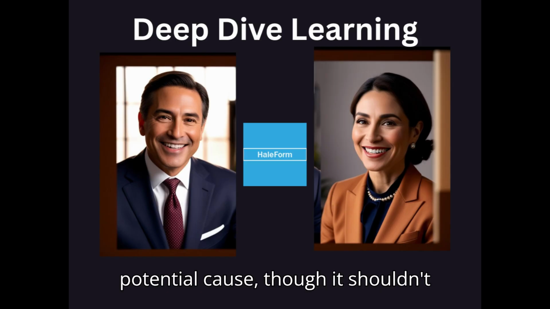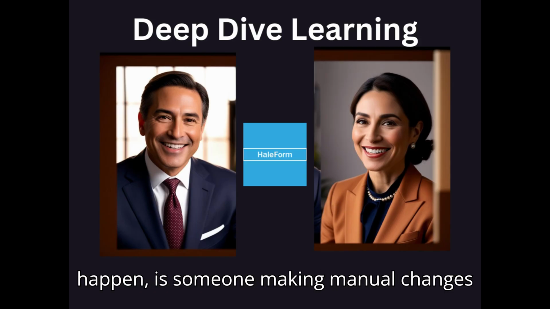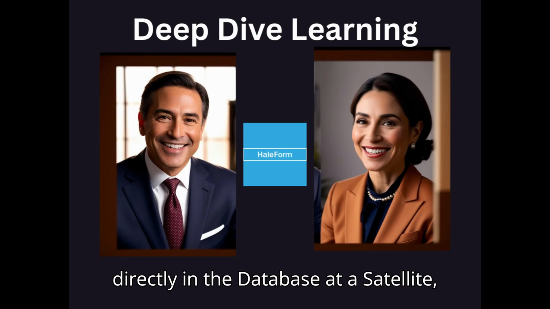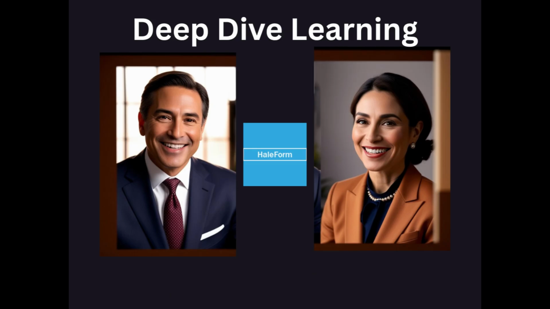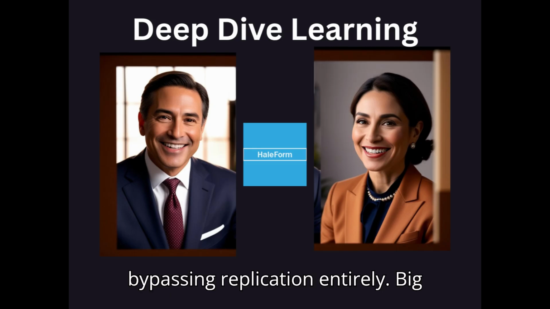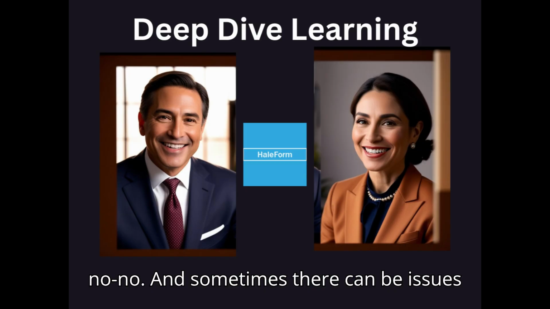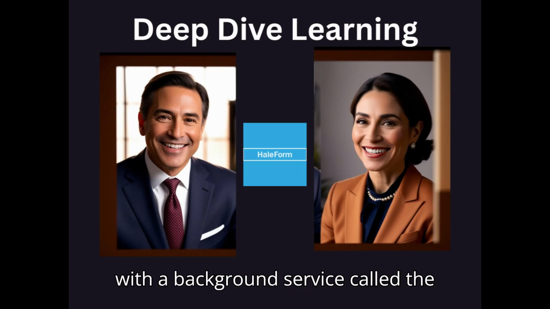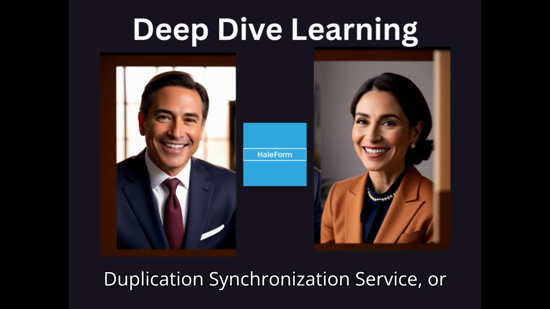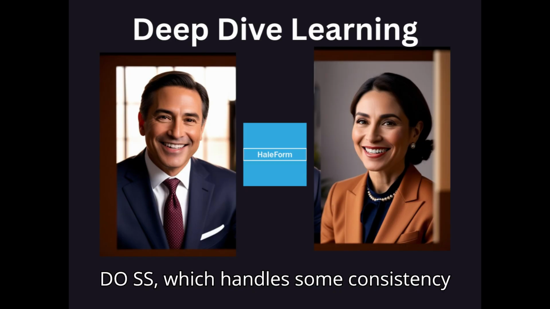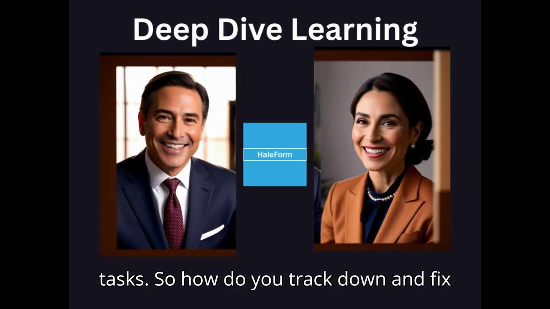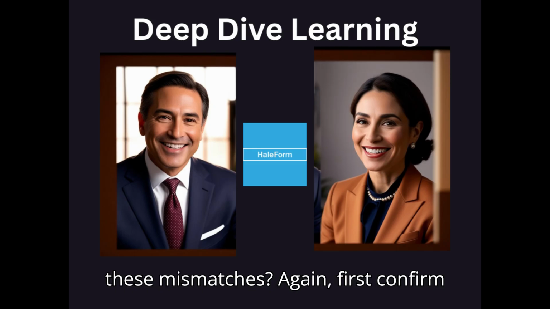Okay. Another potential cause, though it shouldn't happen, is someone making manual changes directly in the database at a satellite, bypassing replication entirely. Big no-no. And sometimes there can be issues with a background service called the Duplication Synchronization Service, or DUSS, which handles some consistency tasks. So how do you track down and fix these mismatches?